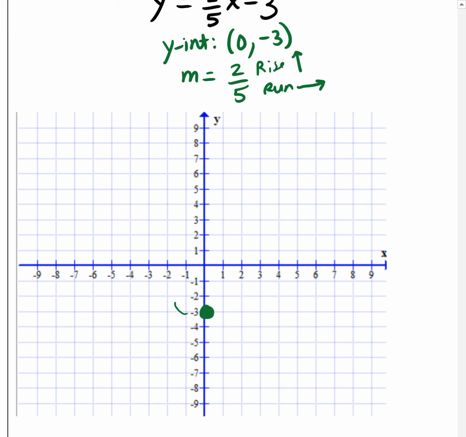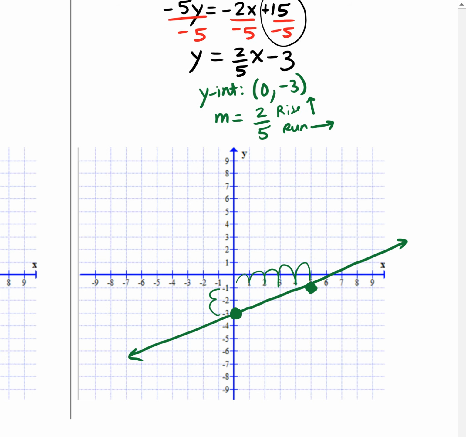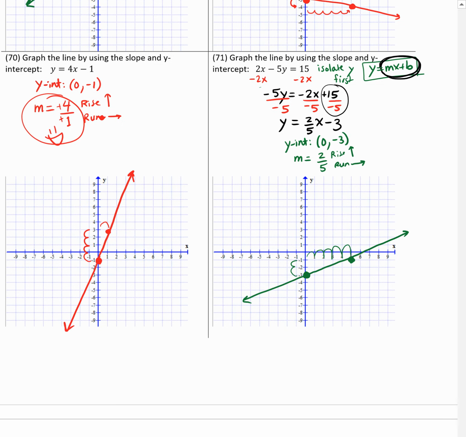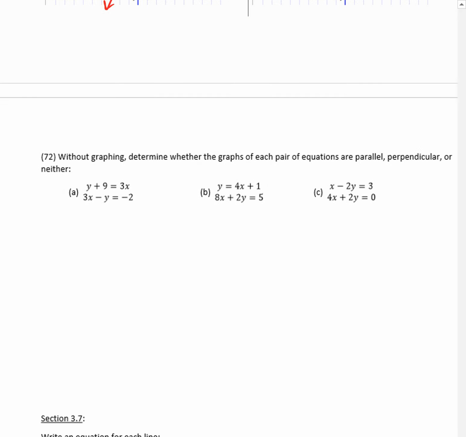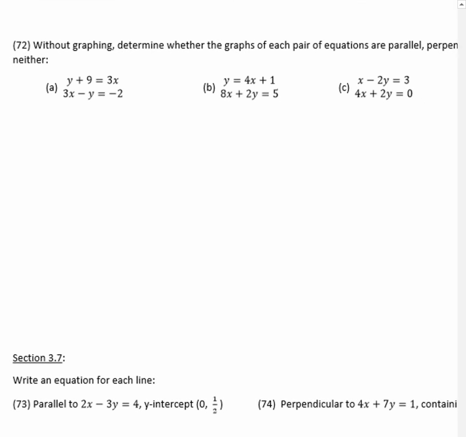So from there up 2, 1, 2, to the right 5. 1, 2, 3, 4, 5. Here we go. Landing right there. Up 2, right 5. Oops, I missed it. Well, whatever. So after all that practice, you probably have a good review of all that stuff, and you probably remember it pretty well.